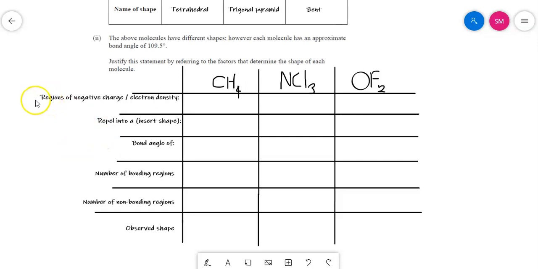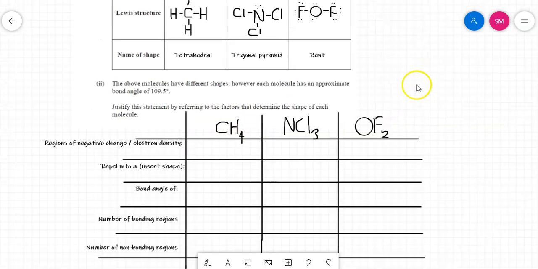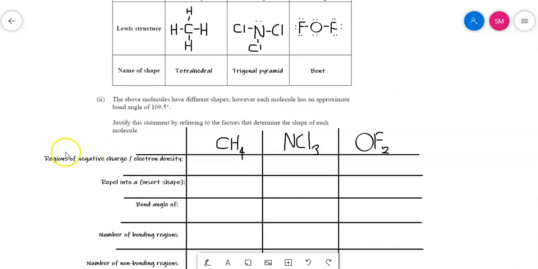The important parts are to state the regions of negative charge or electron density. So we'll start by doing that for each one. A region of negative charge is either a bonding region or a region where there is a lone pair of electrons. It could be a bonding region, either a single, double, or triple bond. That would count as one region of negative charge. And a lone pair of electrons also counts as one region of negative charge. What we're interested in is the regions of negative charge around the central atom.